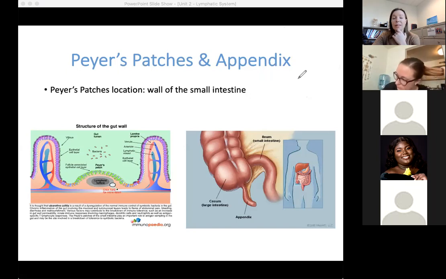And the function is just to destroy foreign invaders, pathogens that may have entered the digestive tract.